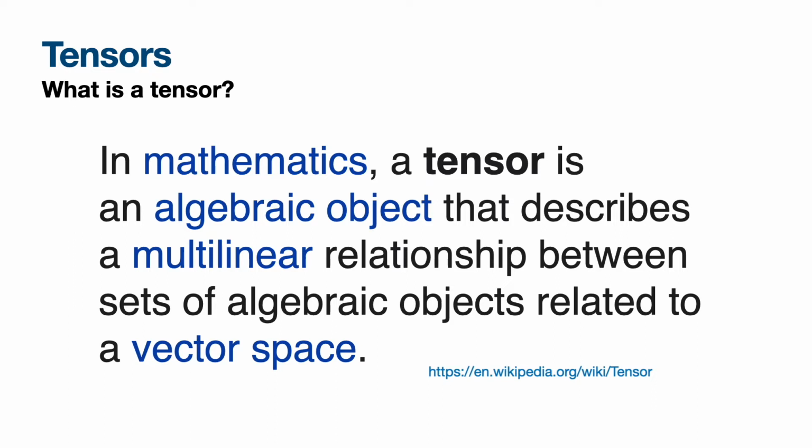Well, so what is an algebraic object? What is a vector space? This sounds too abstract if you do not already know what tensors are. So, let's look at examples of tensors and intuitively understand what they are.